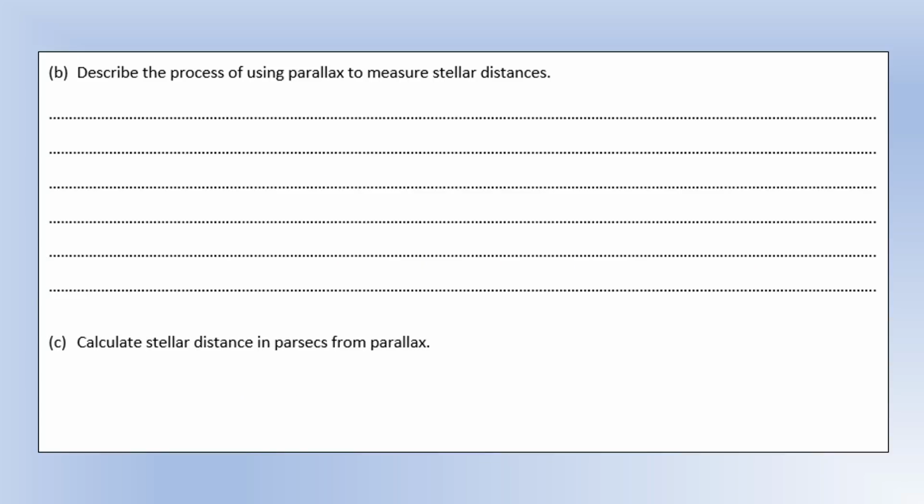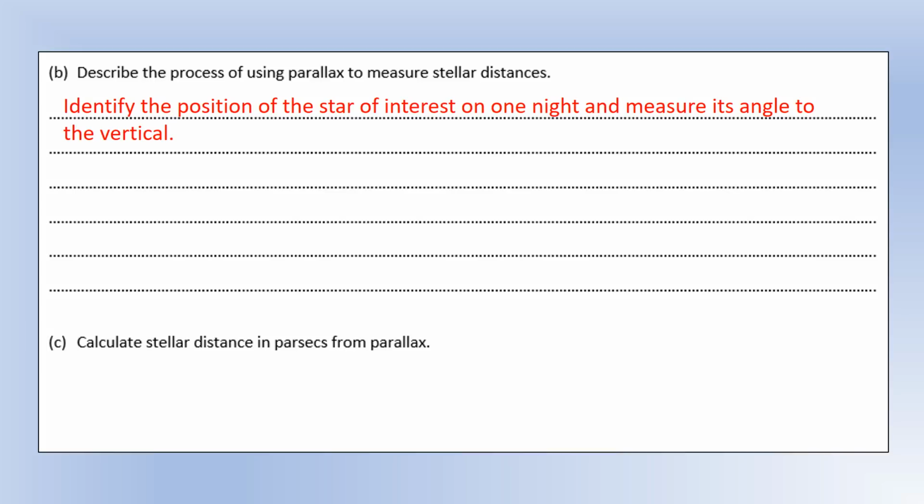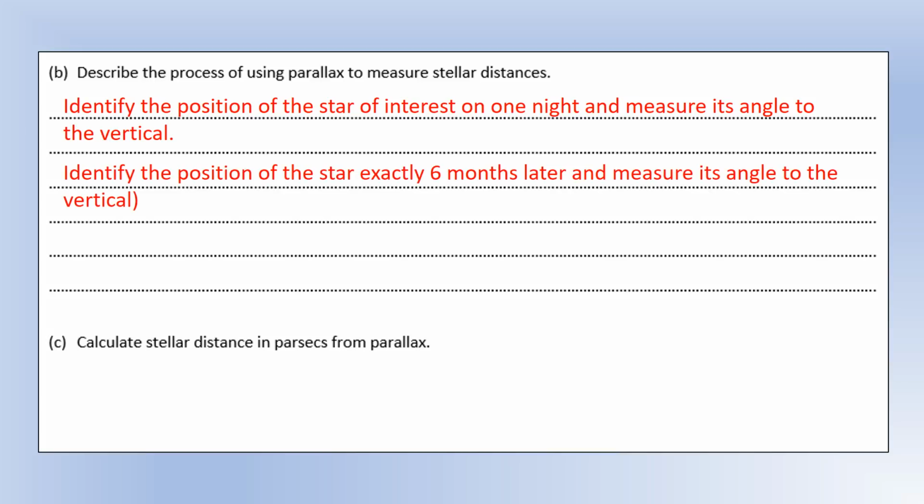Okay, so this is another piece of information we'd like, because we know how to measure a lot about stars, but we want to start thinking about how far away they are as well. So parallax essentially revolves around the fact that you need to see the position of something from two different positions. So we might go out one night on a nice clear night and locate a star that's of interest and measure its angle to the vertical. Then exactly 6 months later, we'd go out and measure its angle to the vertical again.